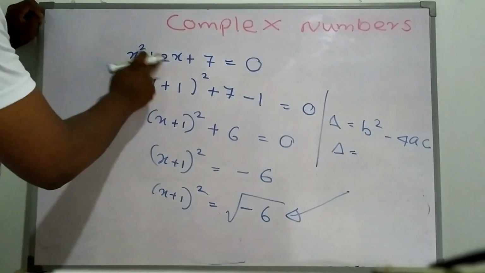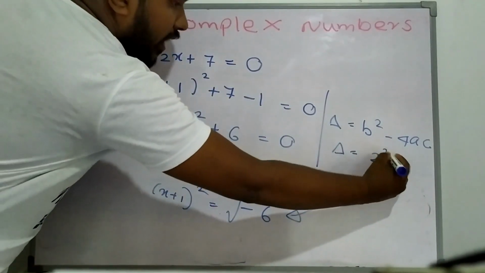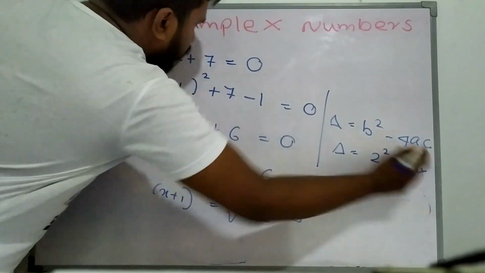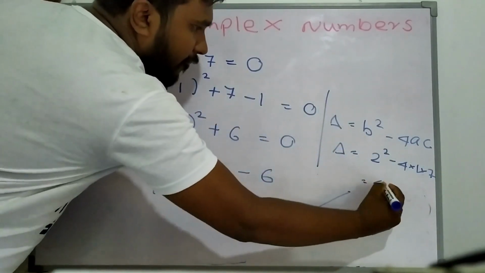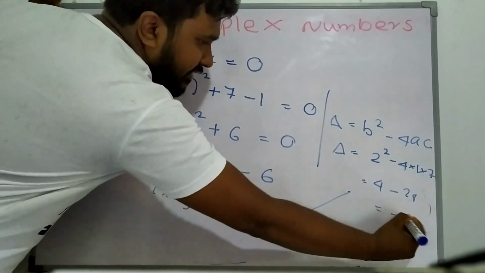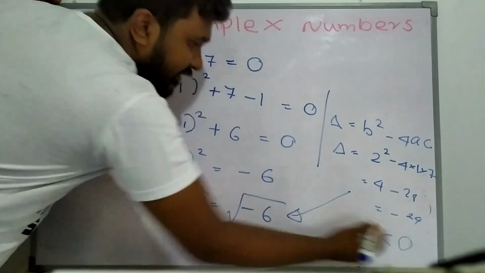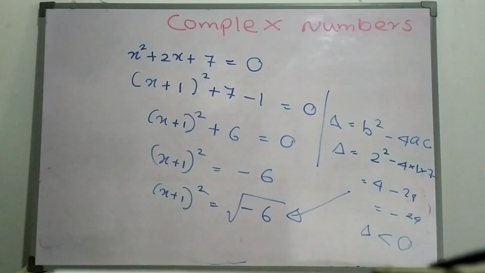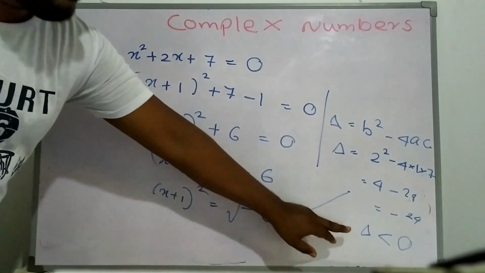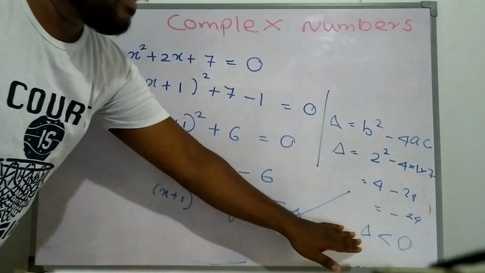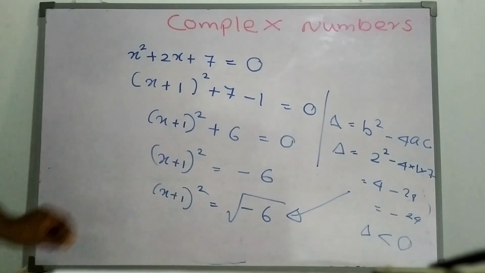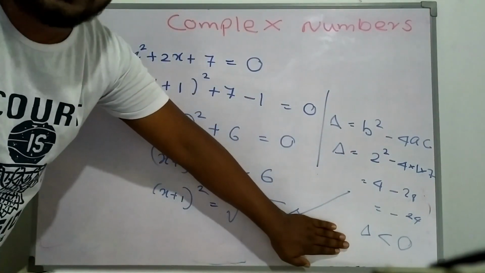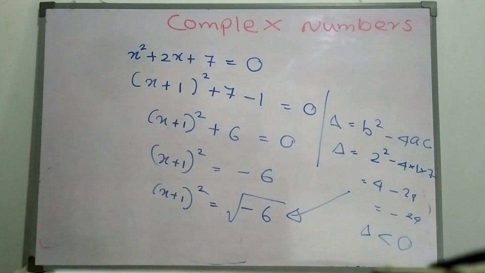b squared minus 4 into a into c: 4 minus 28, you can see it's negative 24. The discriminant is less than 0. In quadratic equations, we have learned this kind of situation. So over here, we always wrote the roots are non-real. So the roots are non-real means the roots are surely complex.